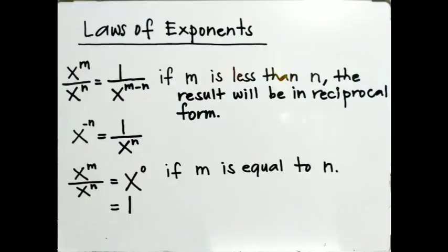If m is equal to n, the exponent will become 0 which will result in a base quantity of 1. This is also equivalent to a number, except 0, divided by itself.